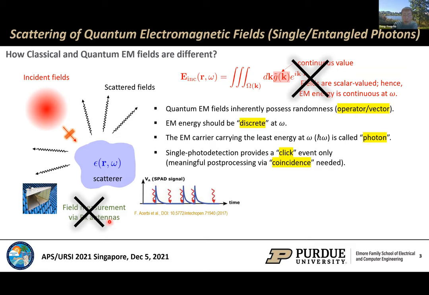And also, we may not have some continuous voltage signal in our antenna when taking a measurement on this QEM field, but we need to do single photon detection, and that provides a binary kind of result, click or not. So we just know whether or not the single photon is present. We should extract more meaningful information in the form of coincidence from the multi-photon detection. And also an important question is whether it is still possible for us to use the concept of effective permittivity to model the scattering by these materials.